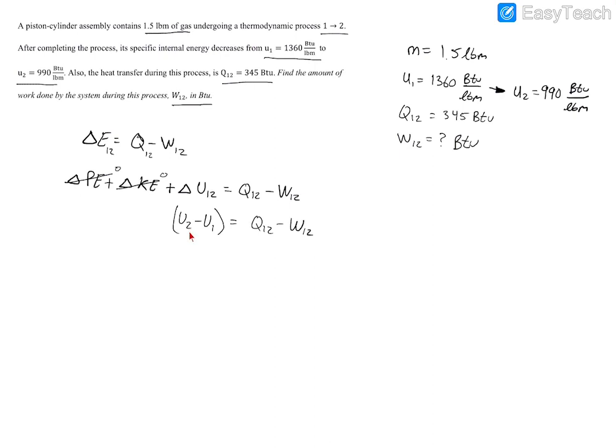But we're not actually given the internal energy in BTU. We're actually just given the specific internal energy. As you can see, we're given a lowercase u here, in BTU per pound mass. So simply to get from a specific to a bulk form, all you have to do is multiply by the mass. So we could rewrite this equation over here, and we have the mass times the difference in specific internal energy of this process is equal to the heat transfer minus the net work.